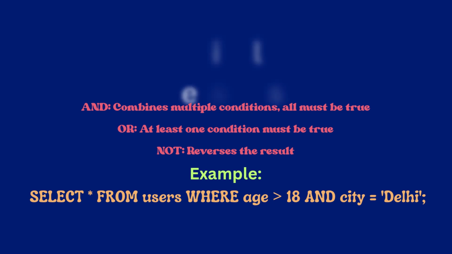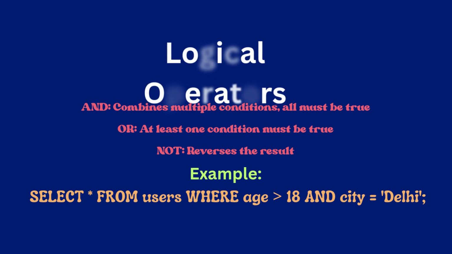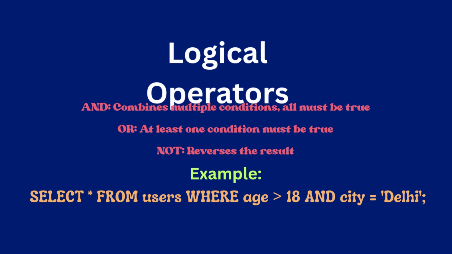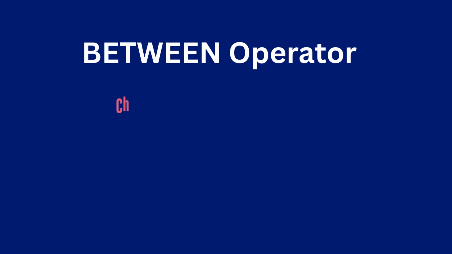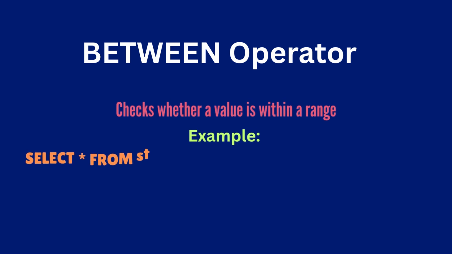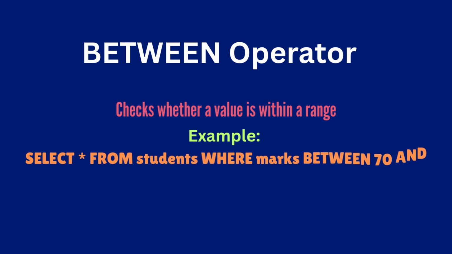Logical operators: AND combines multiple conditions, all must be true; OR, at least one condition must be true; NOT reverses the result. Example: SELECT * FROM users WHERE age > 18 AND city = 'Delhi'. BETWEEN operator checks whether a value is within a range. Example: SELECT * FROM students WHERE marks BETWEEN 70 AND 90.